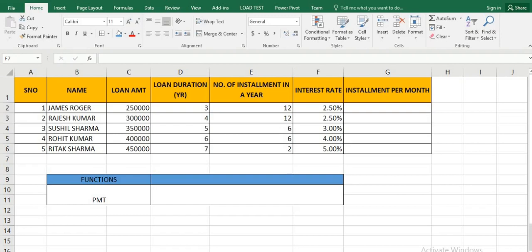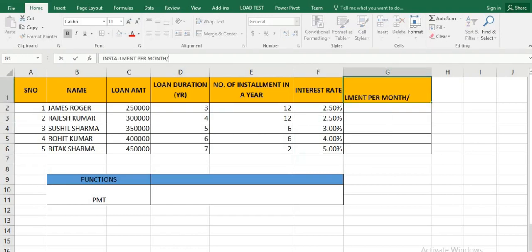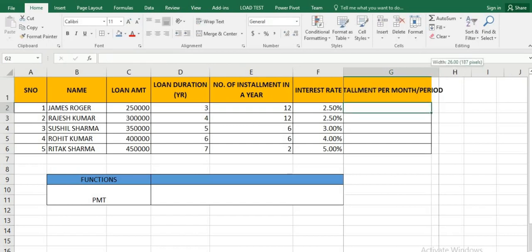So they took 2.5, 3.5, 4.5 lakh, and they also mentioned the duration and the number of installments in a year. It's also mentioned here, and the rate the lender charged on the loan is also specified. So this is all about how we have to find out the installment per month, or I can say per period. We will talk about that after, but first of all, how can we find it out?